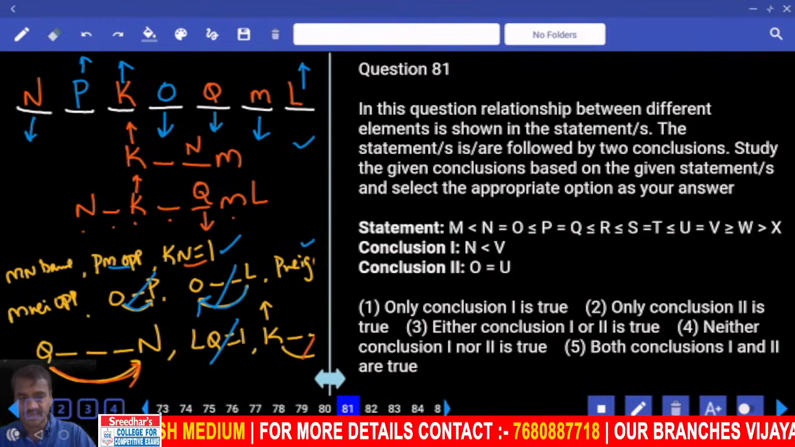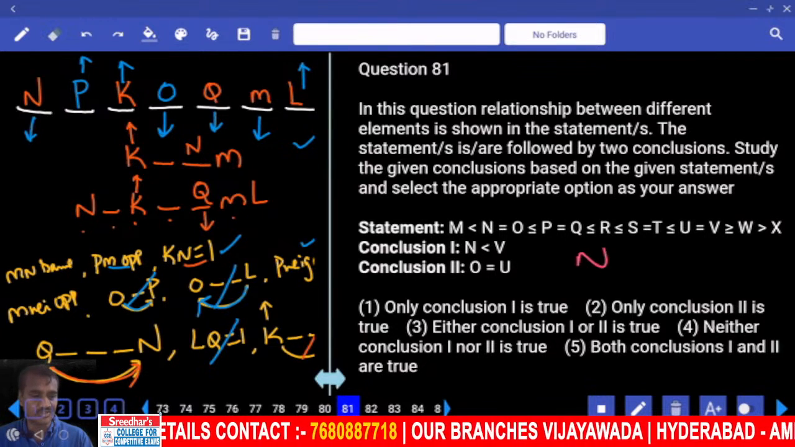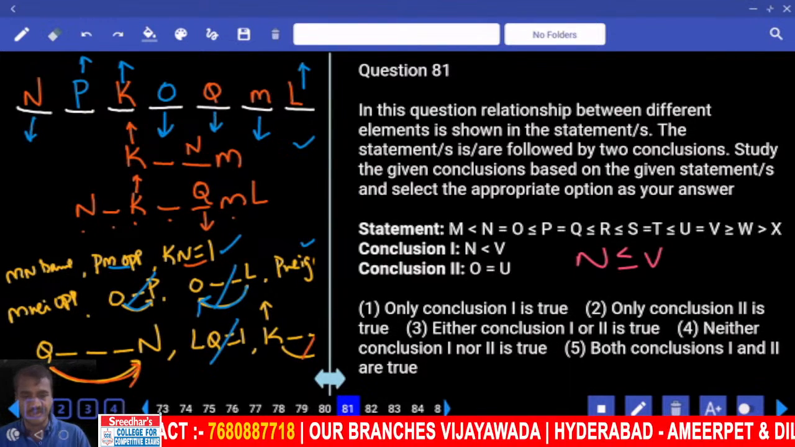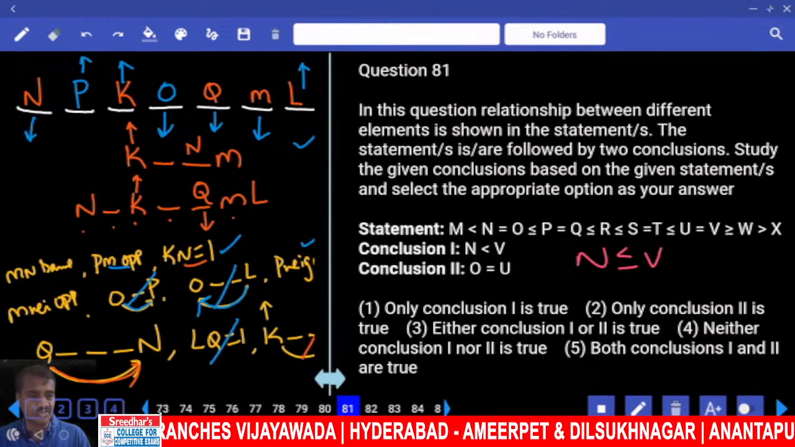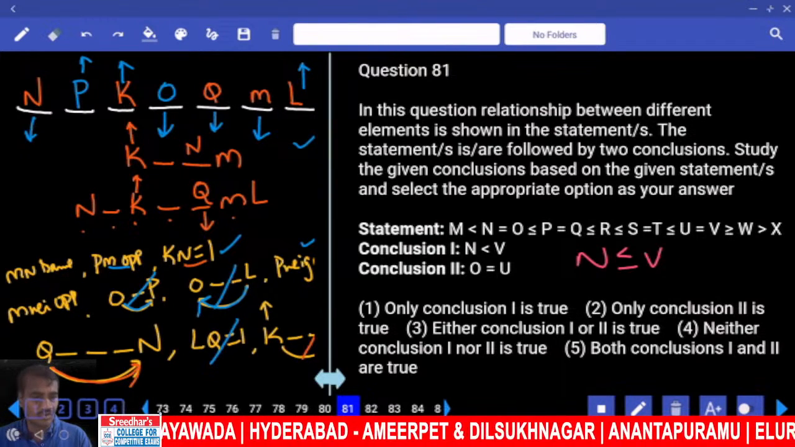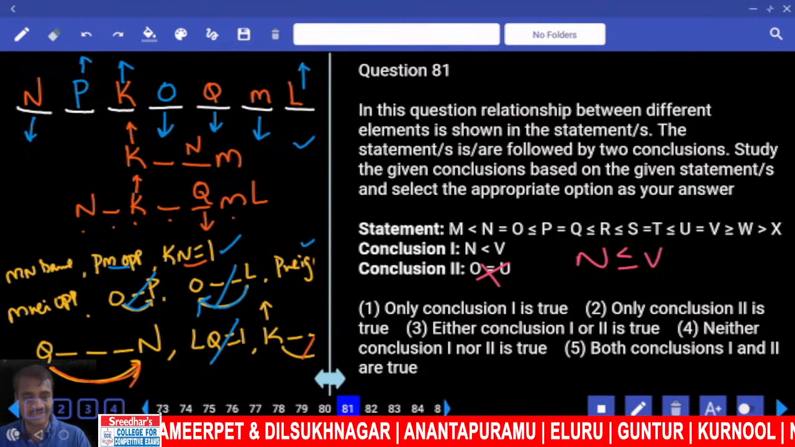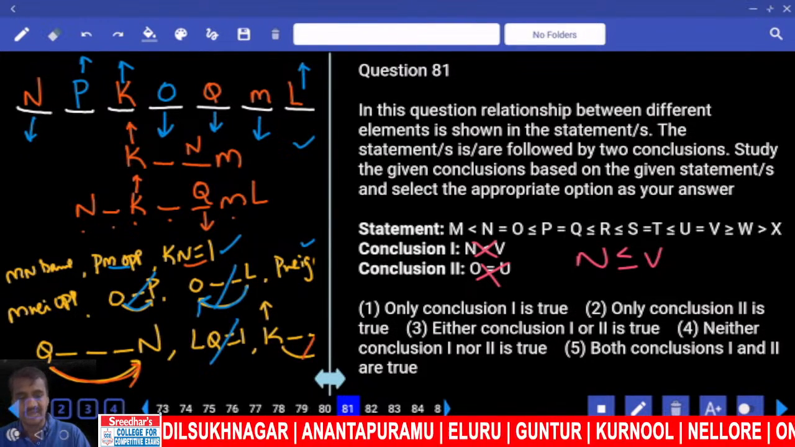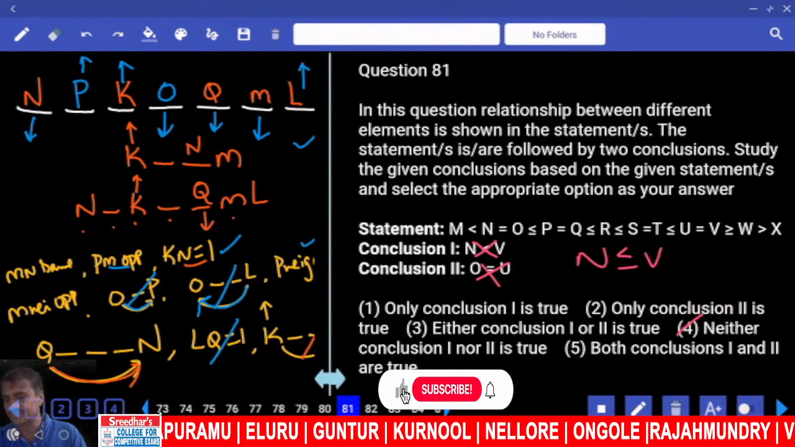Then 81, N and V. N is here and V is here. Between N and V, N lesser than or equals to V. And again, O and U cannot be related to each other. And O lesser than or equals to U, but not only equals. N is lesser than or equals to V, but not only lesser than. Then what is your answer? Neither 1 nor 2, choice 4, question number 81.